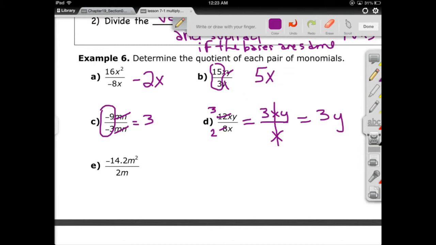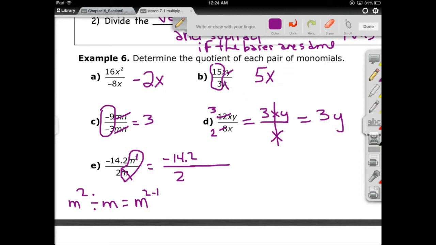Here, sometimes you might decide to go after the variables first, if you want to write it in 2 steps. Negative 14.2 over 2. And there's 2 m's on the top, so one of them canceled there, and this becomes an m to the 1. What I did was m squared divided by m equals m to the 2 minus 1, or just m. That just leaves me with 1m on top.